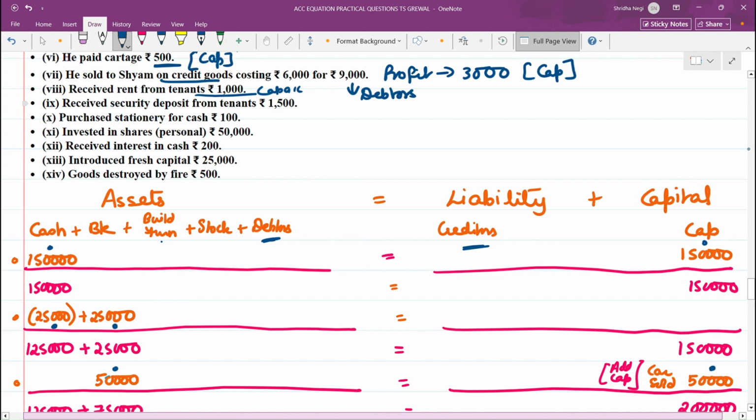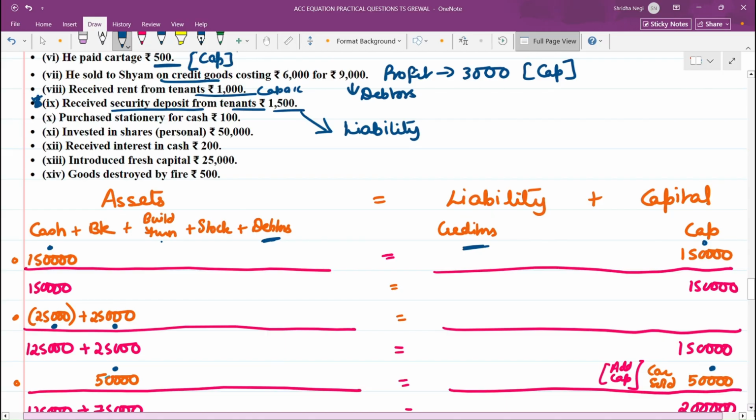Now next, received security deposit from tenant, 1,500. Now this is very important. Security deposit, are you taking it from the tenant, the kiraayedaar? So ultimately when he leaves, you will have to pay it back. So this is like a liability. Understood? This is very, very important. So this security deposit is a liability.